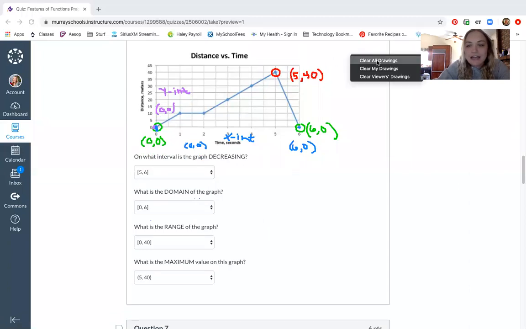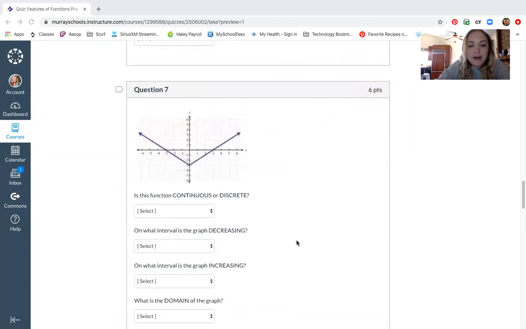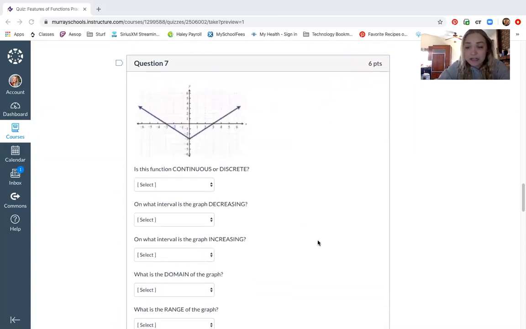Let's go down to the next problem. Okay, is this continuous or discrete? Ninth graders, that should be the easiest question on this entire test. Whenever I ask for continuous or discrete, you should be thinking, seriously? Because continuous means that it is one continuous graph the whole time. Discrete is going to have breaks within that graph. Thank you, Killian. This one is continuous.